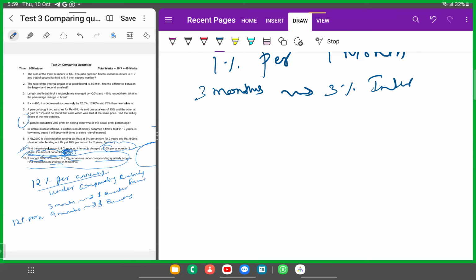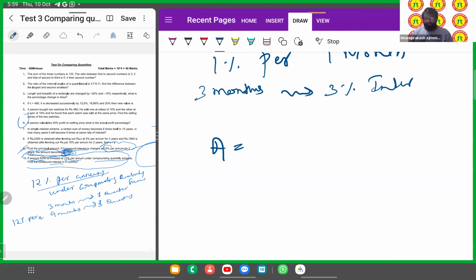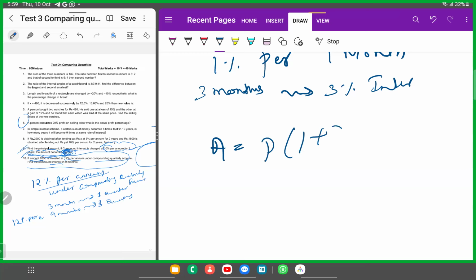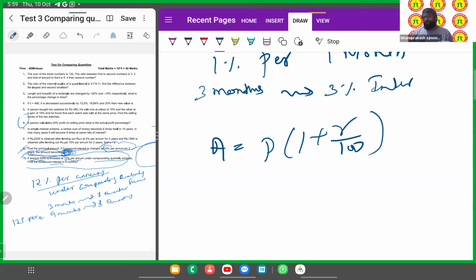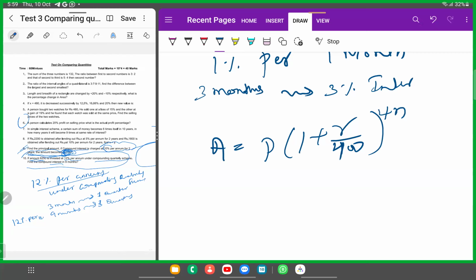For quarterly, sir, A is equal to P into 1 plus R by 400 to the power 4n. Yes, R by 400, I told, to the power 4n. Yes, sir. So what is P? What is R? What is N here? How many of you are aware of this? I am aware. P is the principal, sir. R is the rate of interest, sir.